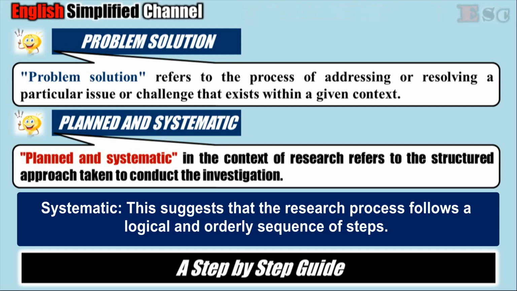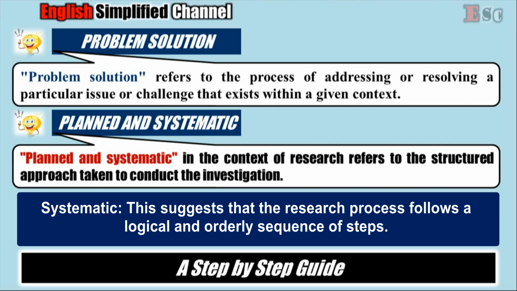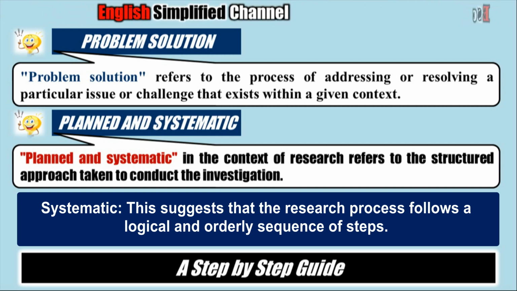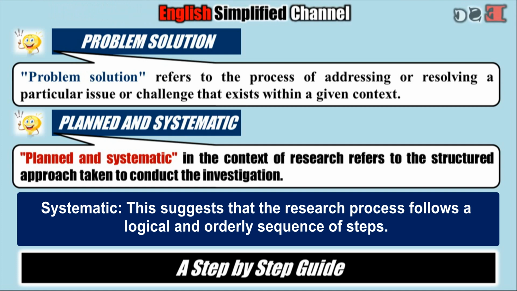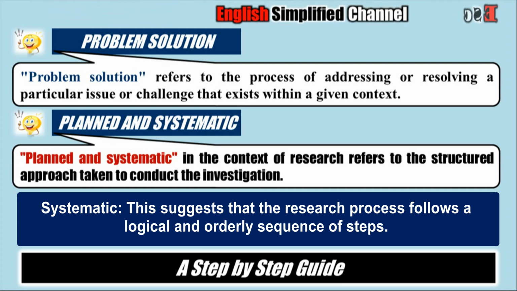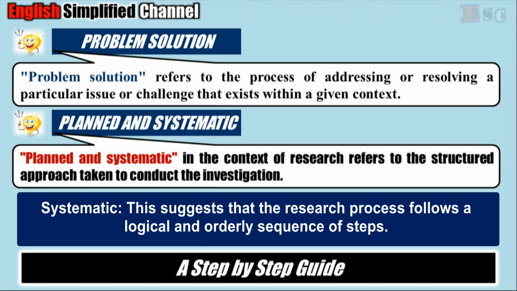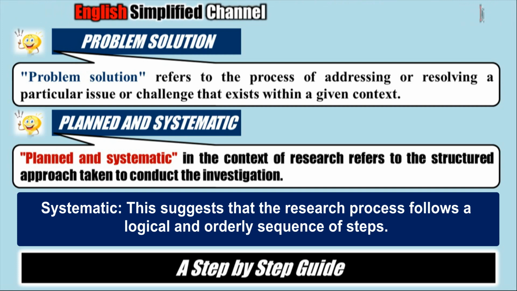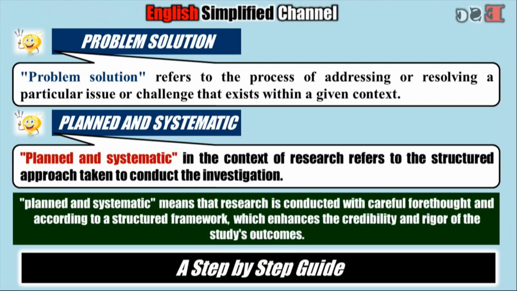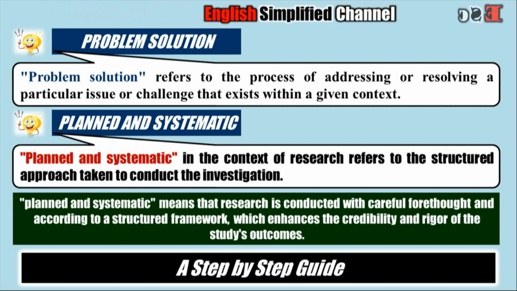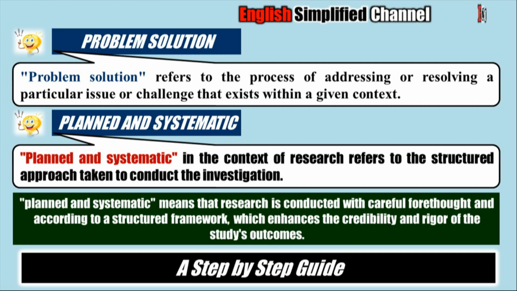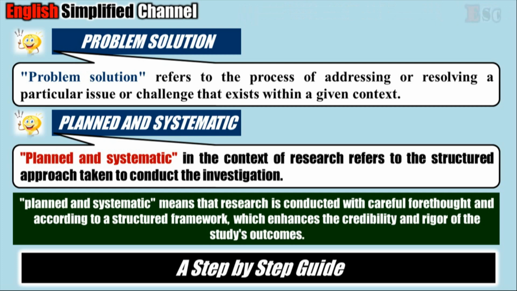Systematic. This suggests that the research process follows a logical and orderly sequence of steps. Every stage of the research, from data collection to analysis and interpretation, is carried out in a methodical manner, adhering to established procedures and standards. Systematic research minimizes bias, ensures reliability and validity of the findings, and allows for replication by other researchers. Together, planned and systematic means that research is conducted with careful forethought and according to a structured framework, which enhances the credibility and rigor of the study's outcomes.